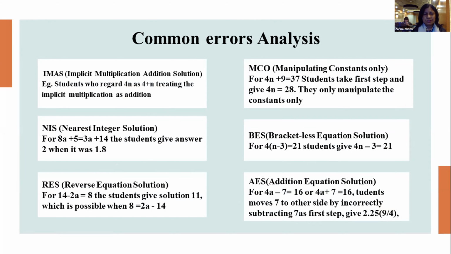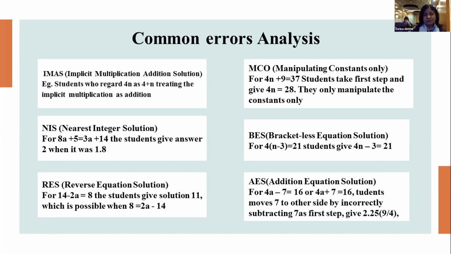Nearest integer solution. For example, 8a plus 5 is equal to 3a plus 14, with variables on both sides. They will give the answer of 2 when it was 1.8. Bracketless equation solutions. For example, 4 into n minus 3 is equal to 21. Students give 4n minus 3 is equal to 21. They ignore the brackets, or they omit the brackets.